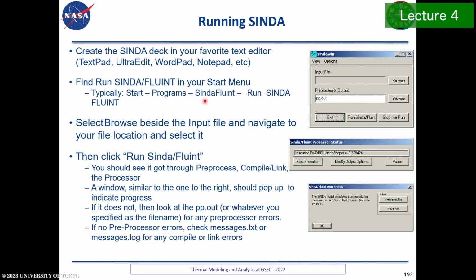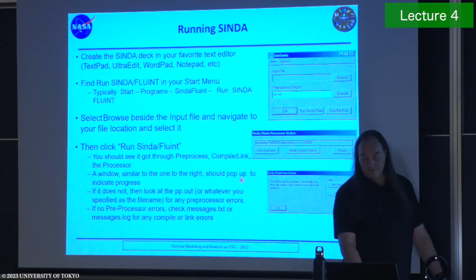To execute this, I would run SINDA win. So this is, outside of desktop, you're building this. So you go start, programs, SINDA Fluent, run SINDA Fluent. You get this up, select browse to select your file, and hit run SINDA Fluent. It's going to run through and give you the compile, the link, any flags it gets, and go on.